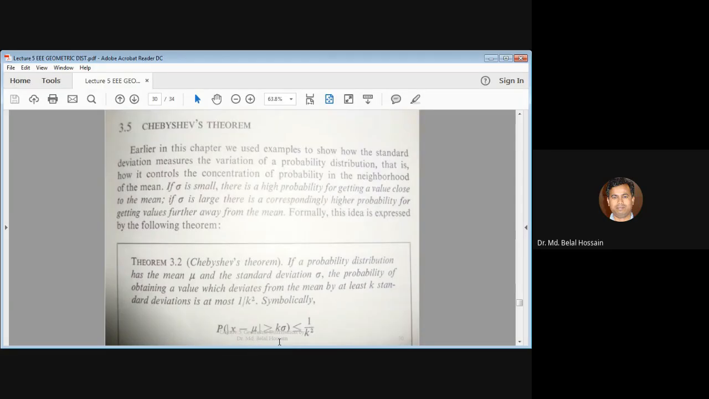Okay, so this is a very useful information this theorem gives us, that tells us that if this k equals 3, you see in general this mean is the mean of the normal distribution.